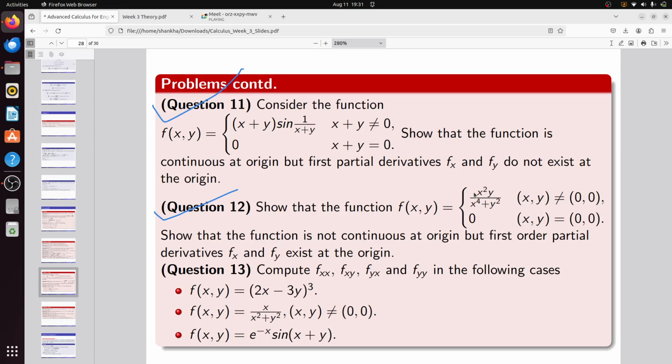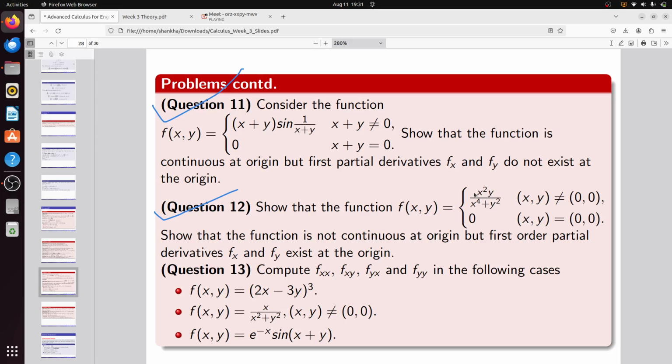Then I have to evaluate this. Yes. So you can evaluate f of h comma 0, that will be 0 minus 0 by h. So the partial derivatives at 0 will be 0 and 0. Okay. So the first order partial derivatives exist, but still the function is not continuous.